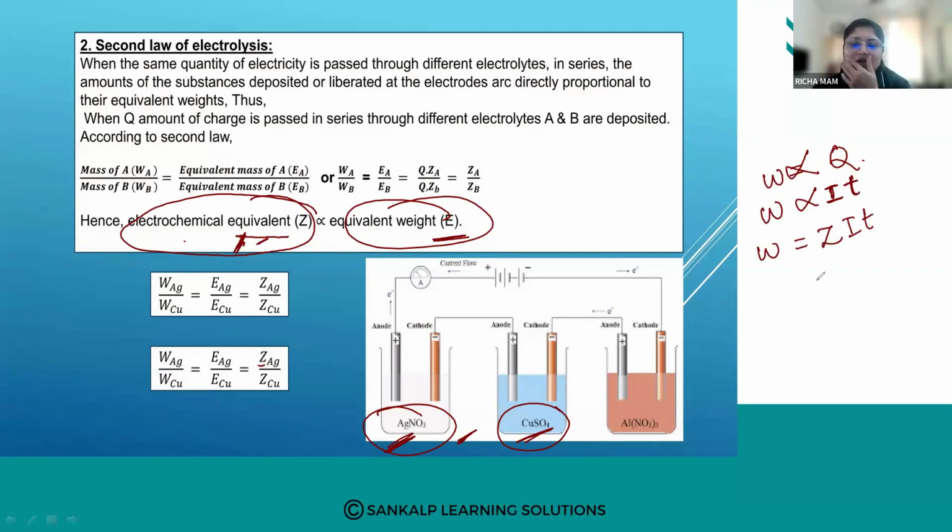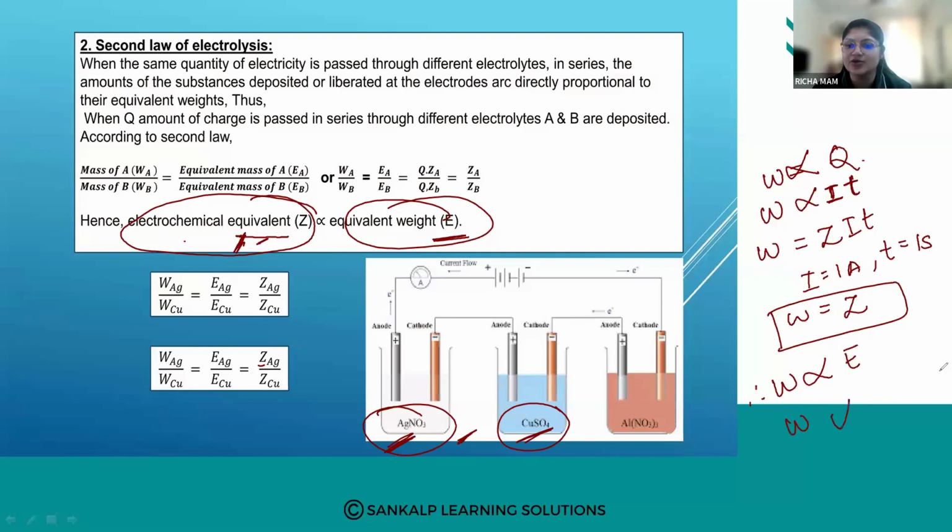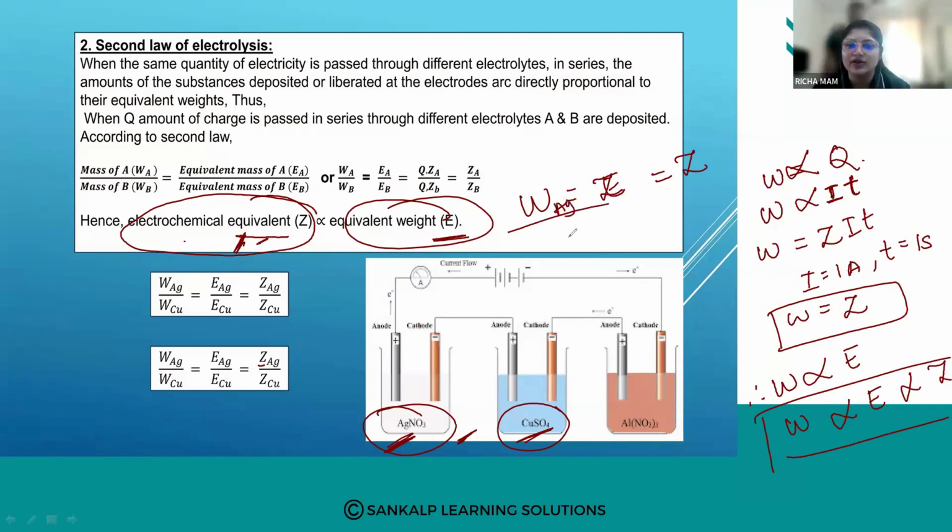If a current of 1 ampere passes for 1 second, then W will be equal to Z. So from the second point, the amount of substance deposited is directly proportional to the equivalent weight, which is directly proportional to Z, for the corresponding metals.